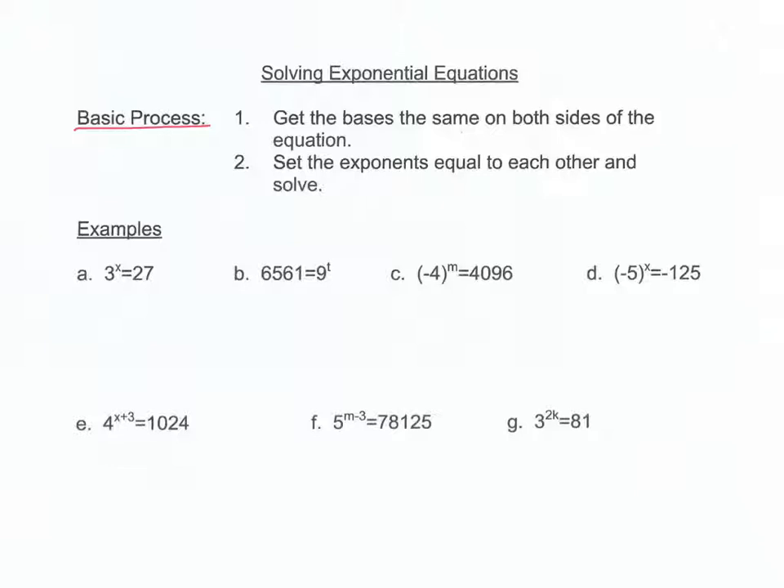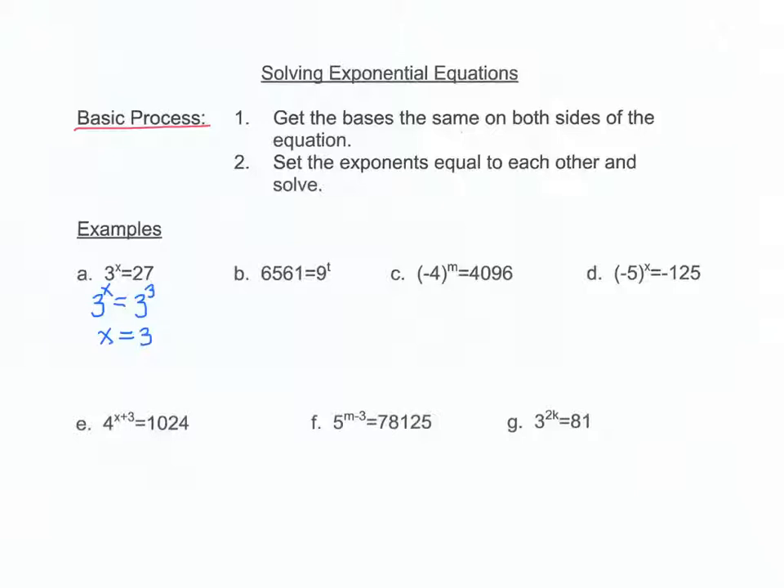In the first case, it says 3 to the exponent x equals 27. We need to get the base the same on both sides of the equation. So the base I'm going to choose obviously will be 3. 27 can be written as 3 to the exponent 3. Therefore, if 3 to the exponent x equals 3 to the exponent 3, I can set the exponents equal, and I have my result, x equals 3.